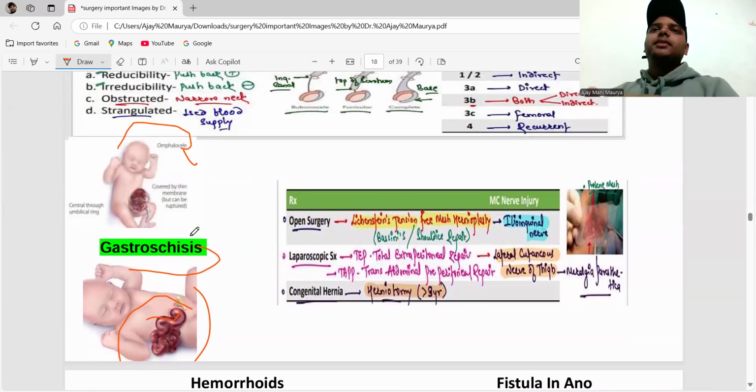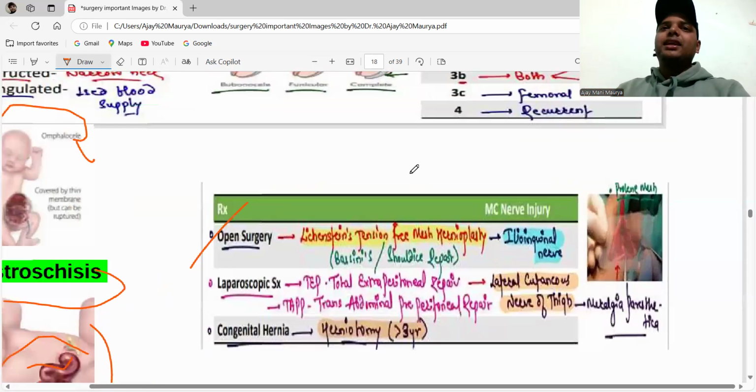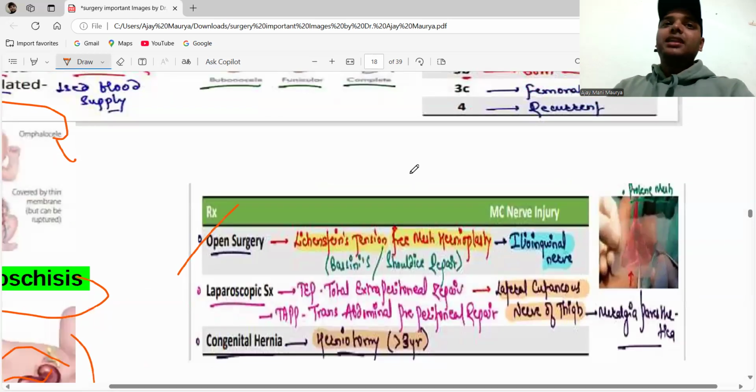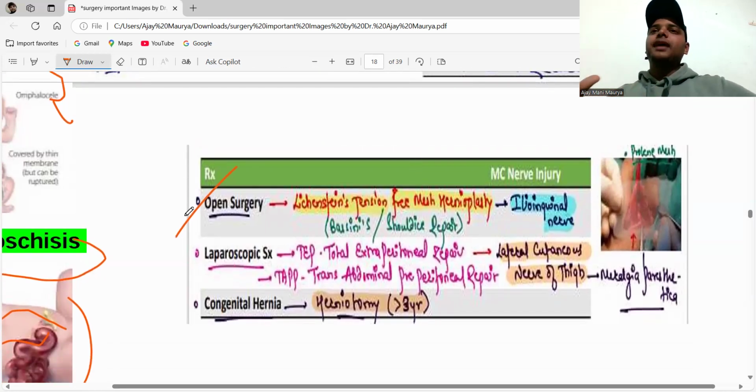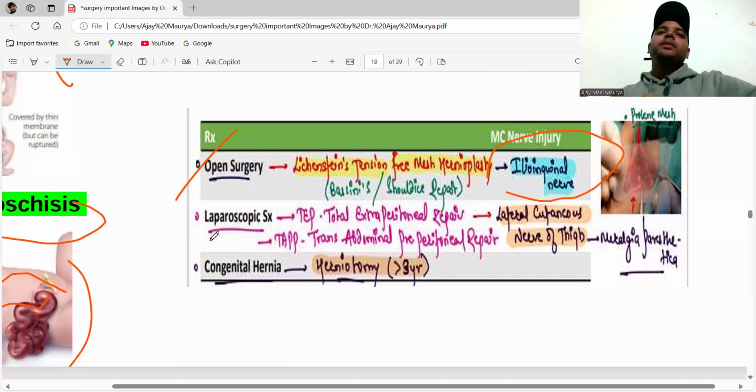In open surgery, while we are doing the surgery for the hernia, guys, the open surgery is also called Lichtenstein tension-free mesh hernioplasty. In open surgery, the most common nerve injury is the ilioinguinal nerve. For the laparoscopic surgery, it is the lateral cutaneous nerve of the thigh. It causes meralgia paresthetica.